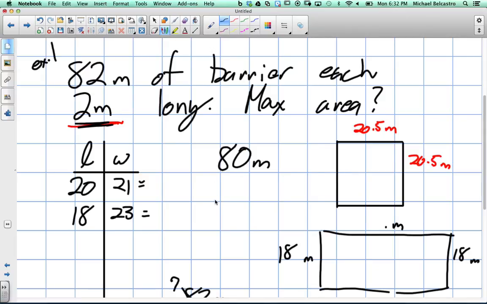Can you think of values that might work out really well at 80 meters? And remember, go back to efficient shapes. What can we do with an efficient shape? 20. We can do 20. And 20 is probably really close, right? It would be 0.5 less than the 20.5. But 20 meters by 20 meters by 20 meters by 20 meters gives us our 80. And we kind of have 2 meters of barrier left over, but that's fine, because that's going to be a max area with a little bit of barrier left over.